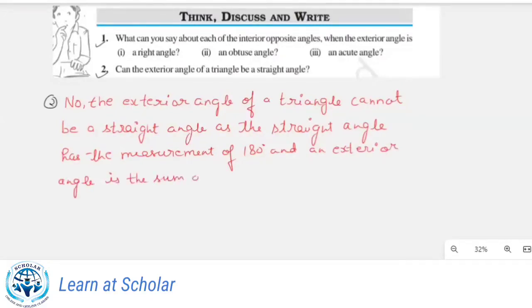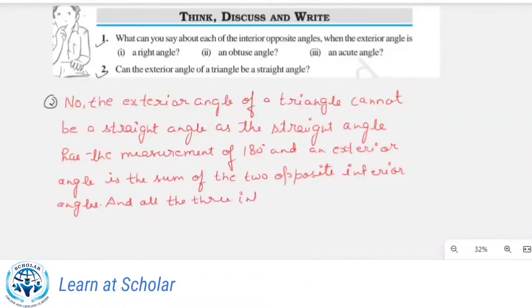As the three interior angles of a triangle measure 180 degree and the exterior angle is the sum of the two opposite interior angles, it must be less than 180 degree. If you have understood the concepts and rules till now, you can easily say that the exterior angle of a triangle cannot be a straight angle. You can easily write the reason.